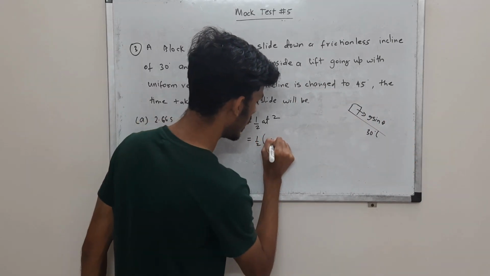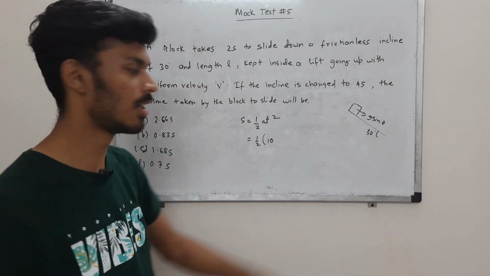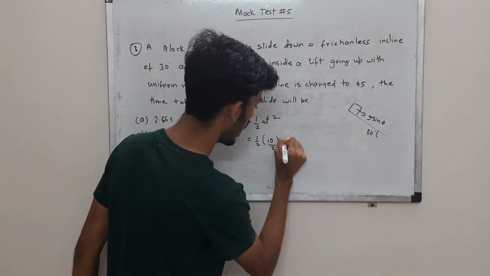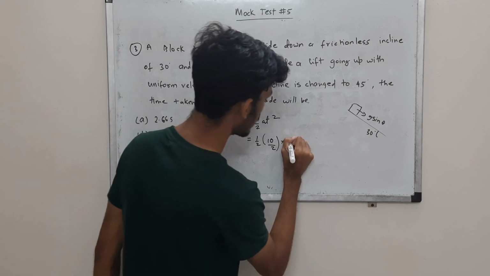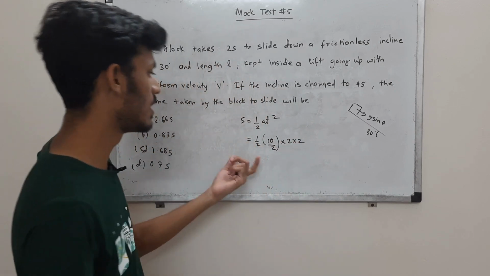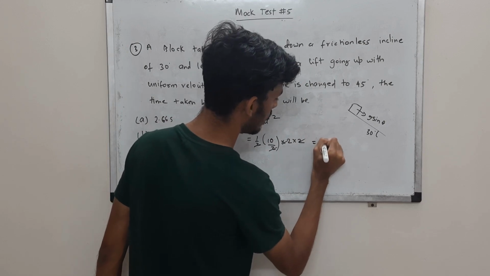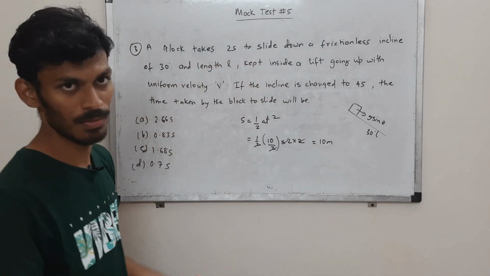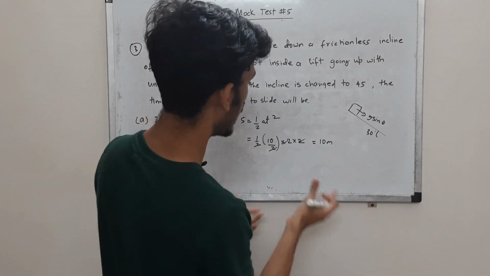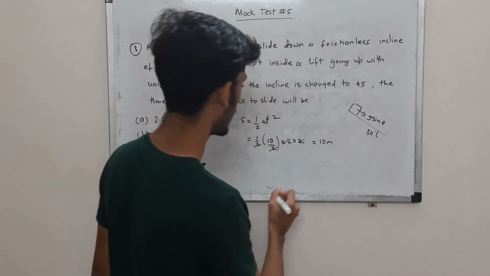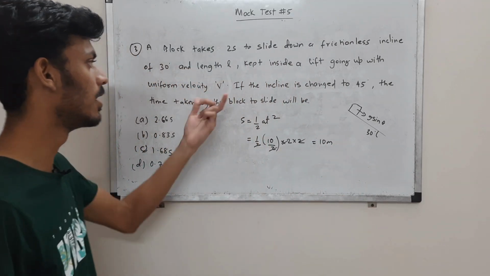So g is 10 and sine of 30 degrees is half. And t square, time taken is 2 seconds. So this is the distance it will travel. So 2 and 2 will get cancelled, and 10 meters is the length of the incline. You can find it out using s is equal to ut plus half at square. So now this length we are going to use in the second case.